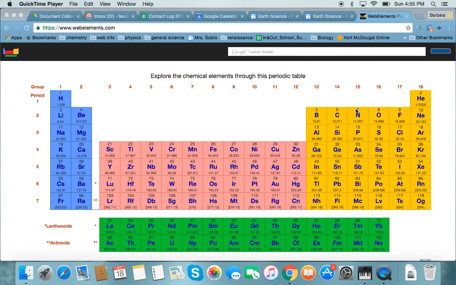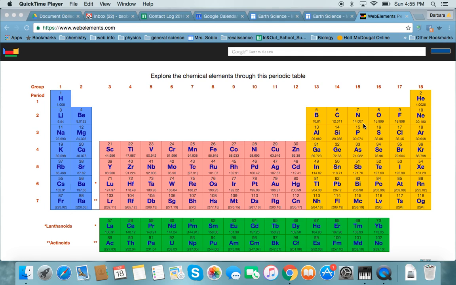For example, every atom of nitrogen, 7 protons. Every atom of carbon, 6 protons. Now, usually, for our purposes, atoms are neutral, and we're going to talk about the number of protons in the nucleus equaling the number of electrons that are found outside of the nucleus.